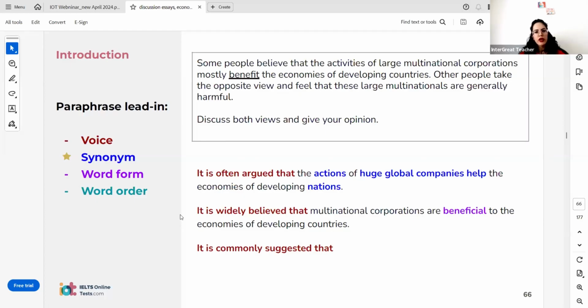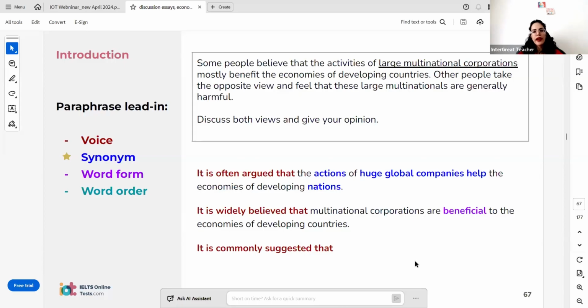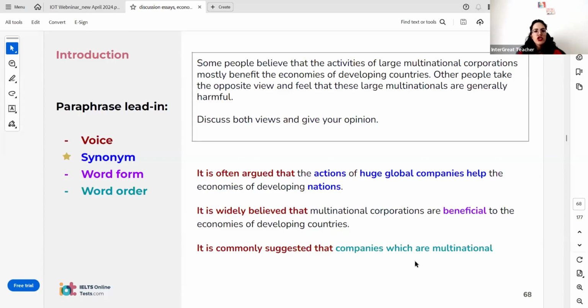Exactly, I changed the word form from a benefit, which is a noun, to beneficial, which is an adjective. So, beneficial to the economies of developing countries. Or in other ways, this time I want to change the word order. So I say it is commonly suggested that companies which are multinational, instead of multinational corporations, I say companies which are multinational. I change the order. Mostly benefit the economies of developing countries.